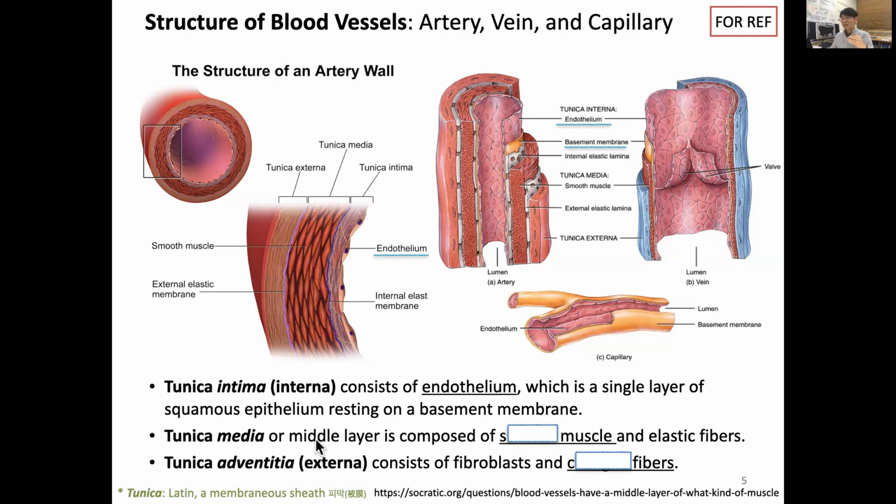And media, or the middle layer, is composed of, you can see, smooth muscle cells and also elastic fibers here. And the external part, called tunica adventitia or externa, consists of, you can see, a lot of collagen. Collagen producing cells are fibroblasts. And so these are collagen fibers.